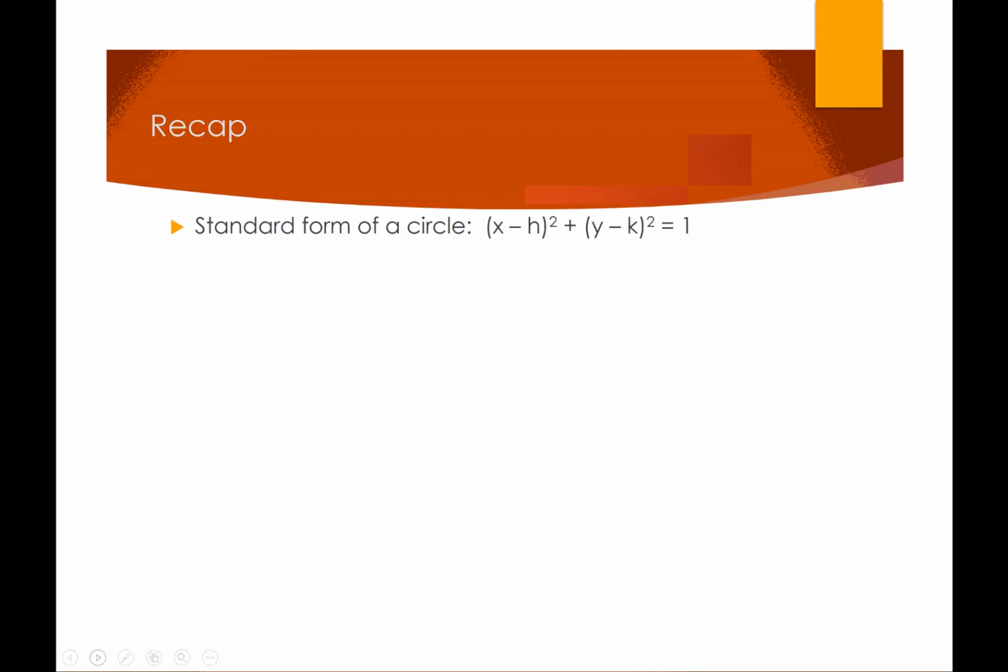Get it even better. Okay, just as a refresher, my standard form of a circle is x minus h squared plus y minus k squared equals, it should be r squared. Okay, and h, k is our center, and r is our radius.